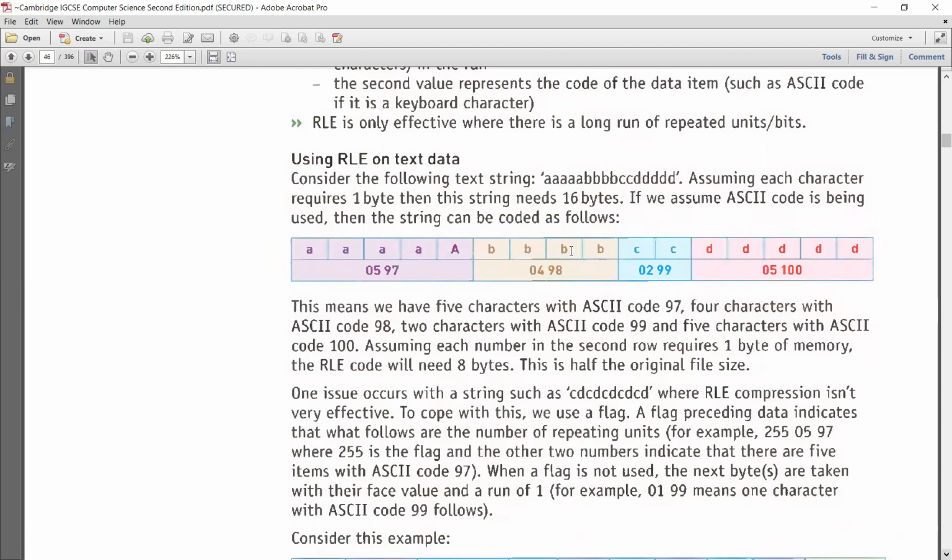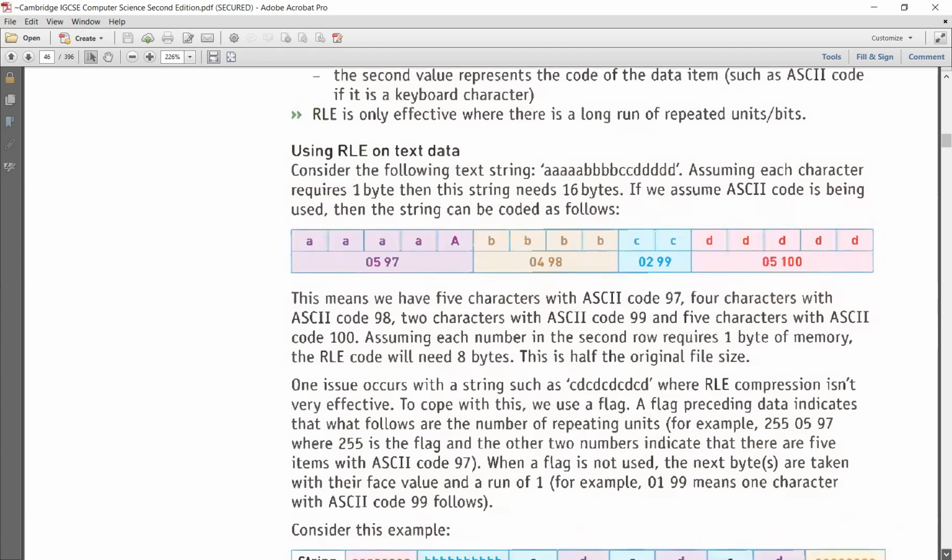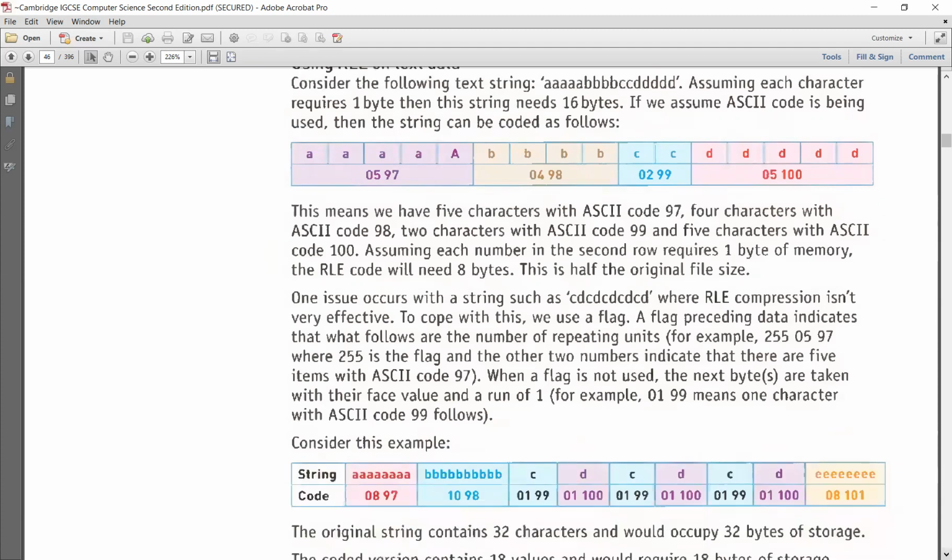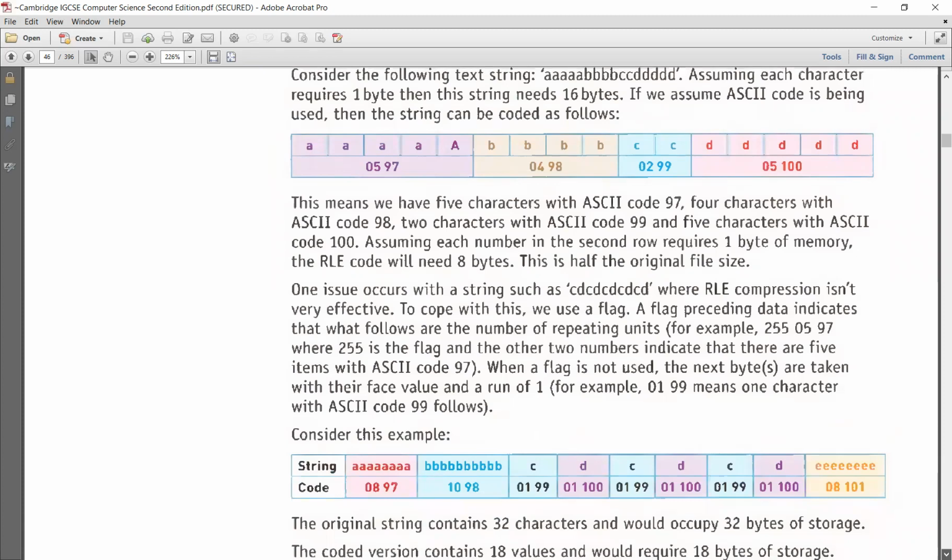Similarly, 4 times 98, which is the value for B. The same goes for C appearing twice, so it is written 2 99. And then D, which is 100, is repeated five times. That will result in reducing the storage capacity of your compressed file, and that is a good method applied on your string data.